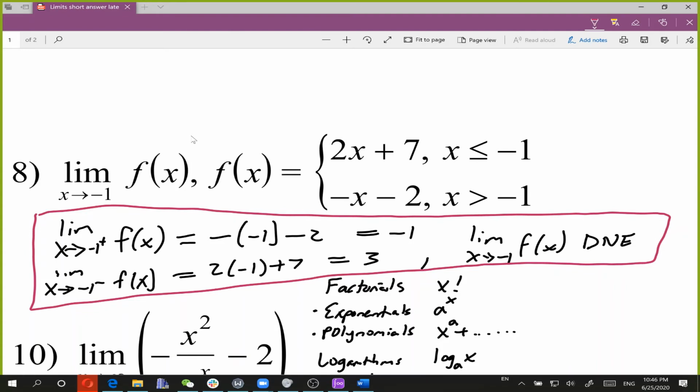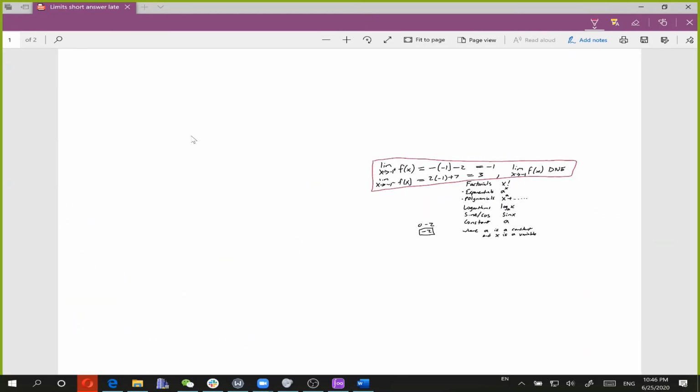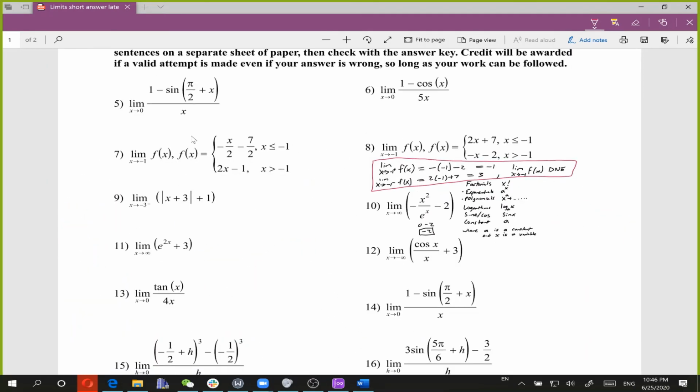Okay, now are you okay on 8? Yeah. Okay, anything else from the worksheet?